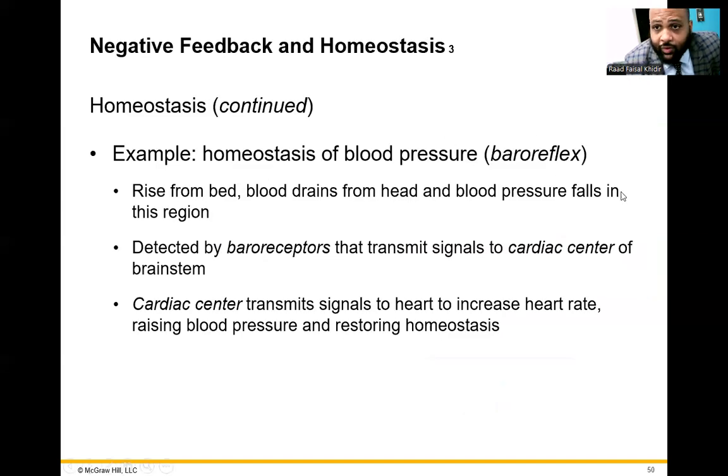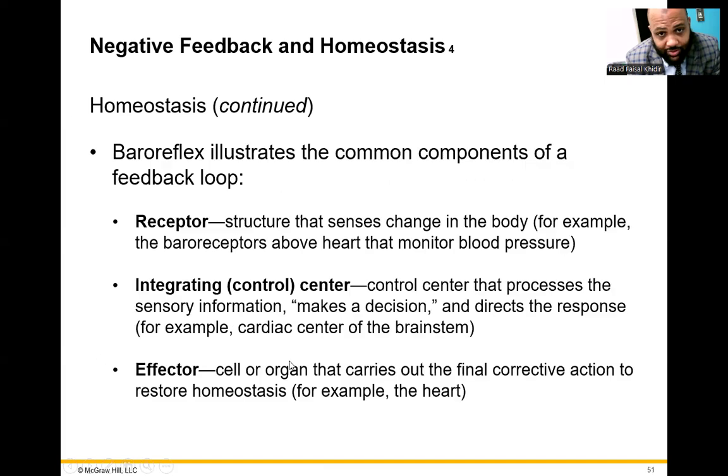Homeostasis and blood: the baroreceptor reflex, we talked about that. When we rise from bed, the blood drains from the head and blood pressure falls in this region. This is detected by the baroreceptors that transmit signals to the cardiac center of the brainstem. Then the cardiac center transmits signals to the heart to increase the heart rate, raising the blood pressure and restoring homeostasis.